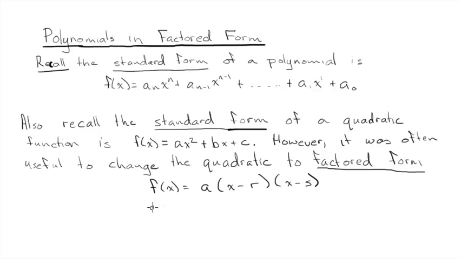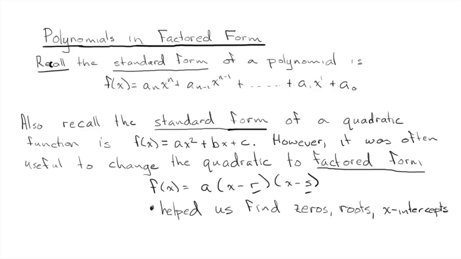Why was this useful? One reason was it helped us find the zeros, or the x-intercepts, or the roots. All those mean the same thing, or the same thing in different contexts. If you remember, those were just the r value and the s value.